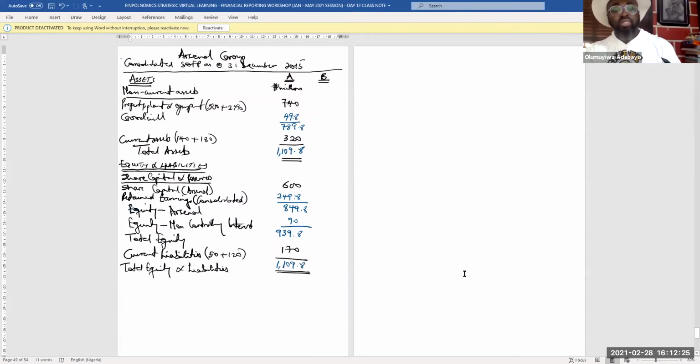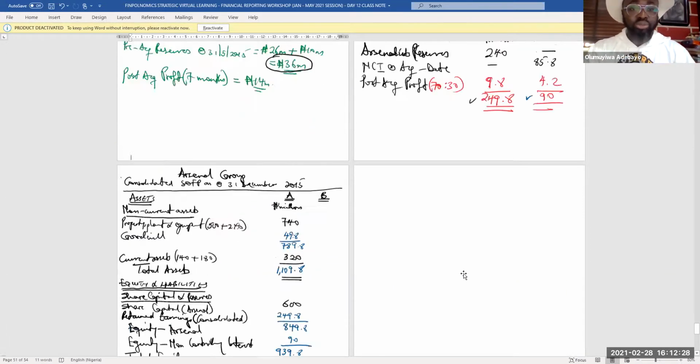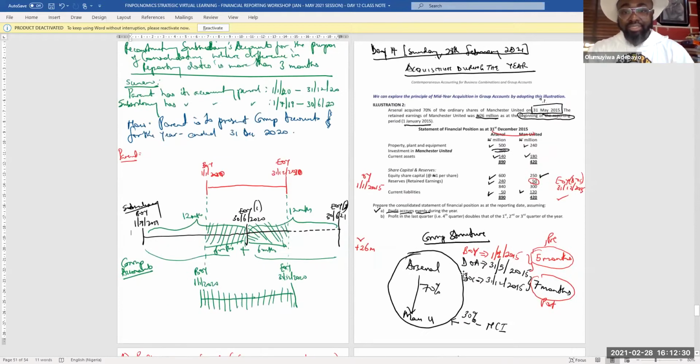Now, let us move to B that says profits in the last quarter, that is quarter 4, double that of the first quarter or second quarter or third quarter of the year. Who can interpret what that statement means?